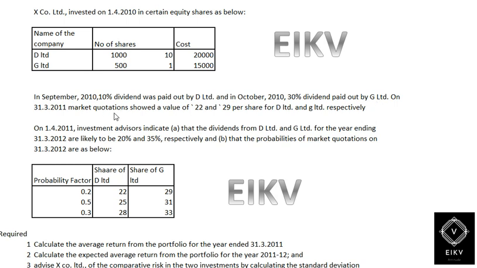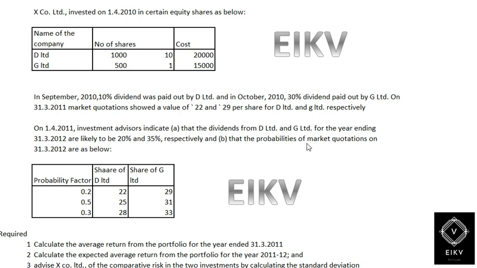On 31/3/2011 the market quotation showed a value of 22 and 29 per share of D Limited and G Limited respectively. On 1/4/2011 investment advisors indicate, number one, that the dividend from D Limited and G Limited for the year ended 31/3/2012 is likely to be 20% and 35% respectively.